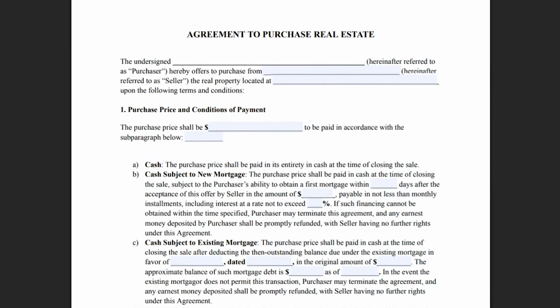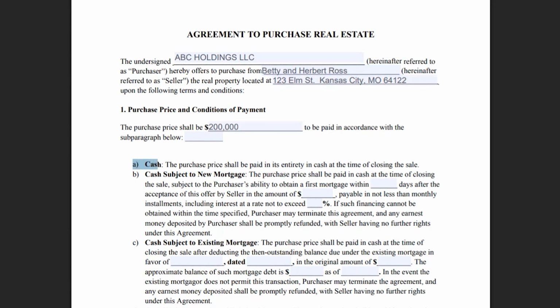So first of all, the first thing we're talking about is the purchaser. We're going to use ABC Holdings, LLC as the buyer, and we're buying it from Betty and Herbert Ross. The property is located at 123 Elm Street, and that's in Kansas City, Missouri, 64122. Purchase price to be paid according to paragraph below.